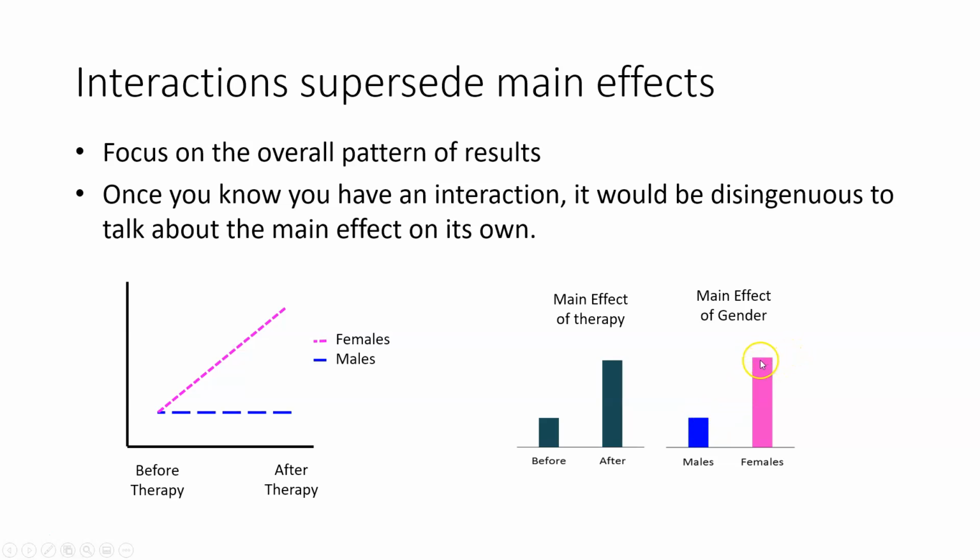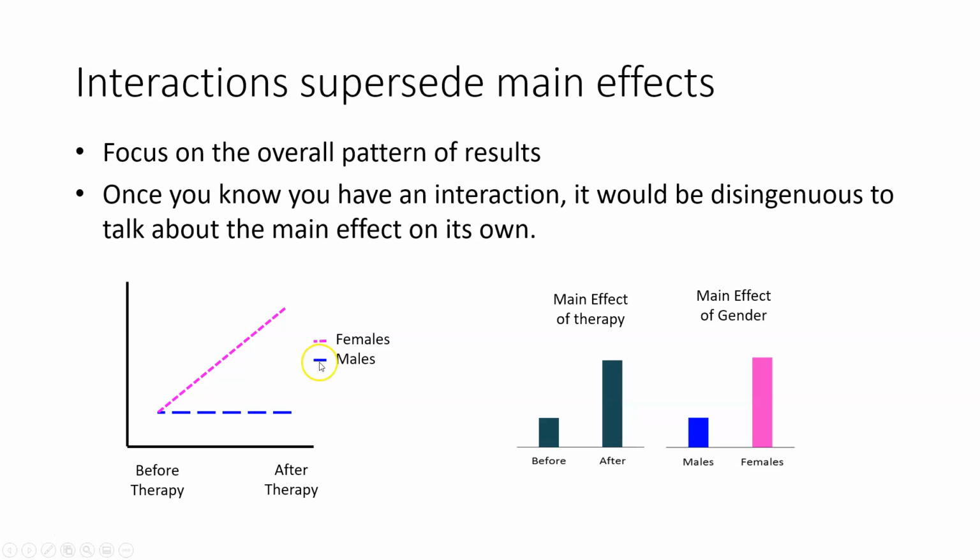But is that really what's going on? Is it true to say that males are worse than females? Well, if we look back over here, males and females were the same before therapy. So it's misleading to just say males are worse than females, because at one point in the study they were the same. Is it accurate to say that that therapy was effective, that after therapy people got better than before?